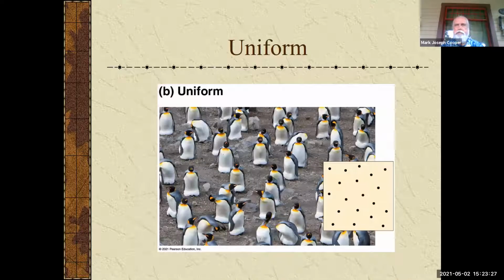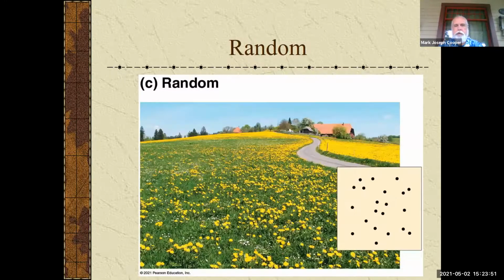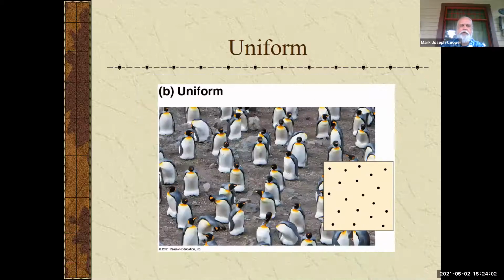Another type of dispersion is uniform, where organisms are fairly evenly spaced amongst themselves. What you're looking at is a breeding colony of penguins, and so they need a certain amount of space amongst themselves, and so they evenly separate themselves out. And then the third one is random, where there's no rhyme or reason behind where they are located. You can't predict where the next one might be. And so my question to you when you look at these is, which one of these would you think is the most common?